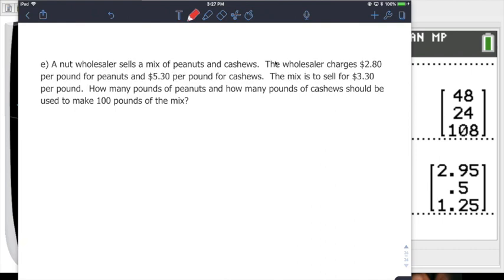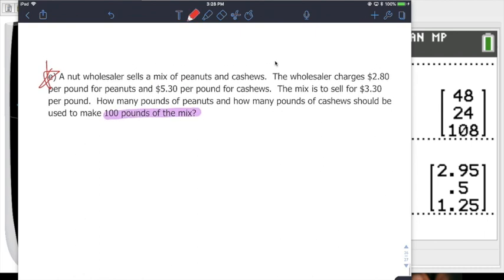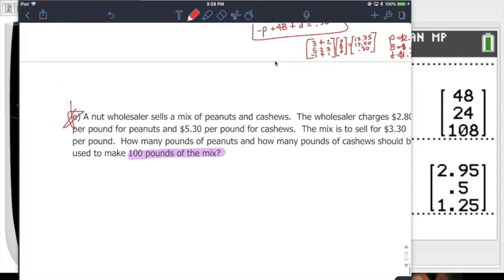Last one here. What do we got? A whole nut. Oh yeah, put a star next to this one. I know this always throws people off. You have a nut wholesaler that sells a mix of peanuts and cashews. The wholesaler charges $2.80 per pound for peanuts and $5.30 per pound for cashews. The mix is to sell for $3.30 per pound. How many pounds of peanuts and how many pounds of cashews would be used to make 100 pounds of the mix?